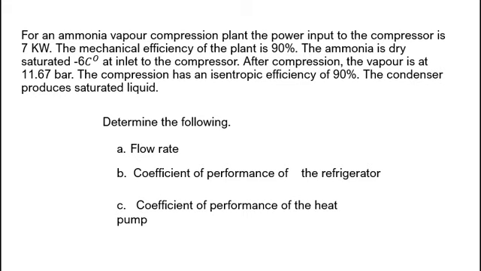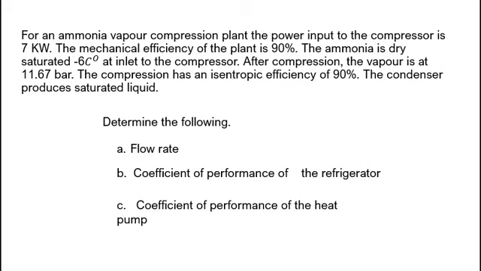In the question it says there's an ammonia vapor compression plant, and the compressor power input is given as 7,000 watts, or 7 kilowatts. The mechanical efficiency is given as 90%. The ammonia is dry saturated at -6 degrees Celsius at inlet to the compressor. After the compression, the pressure is 11.67 bar. The isentropic efficiency of the compression is 90%.